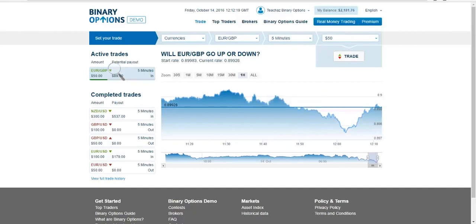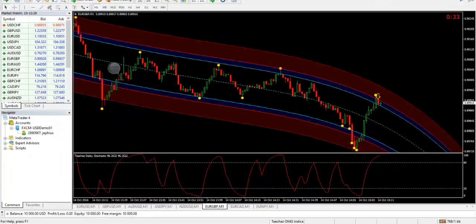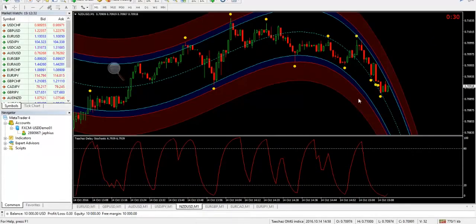The good thing about using my indicators is they do not repaint. So if it goes in the opposite direction, the signal does not just disappear like a lot of these other indicators that you see.